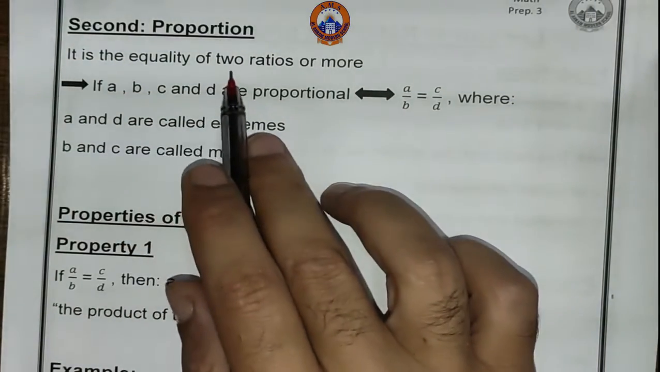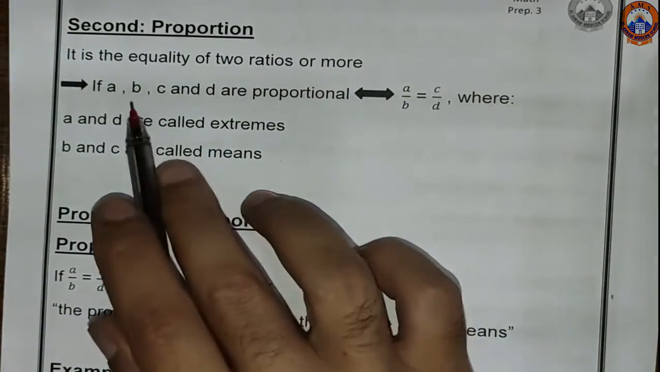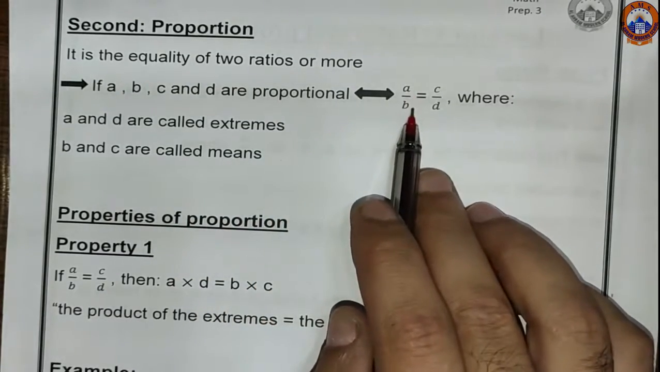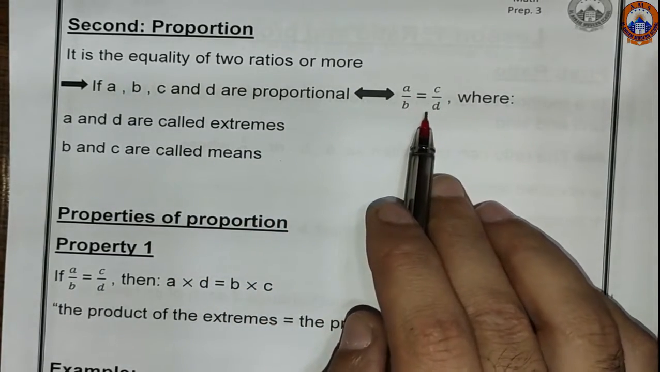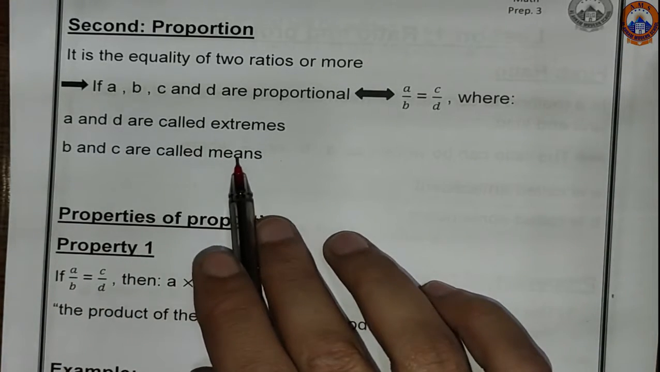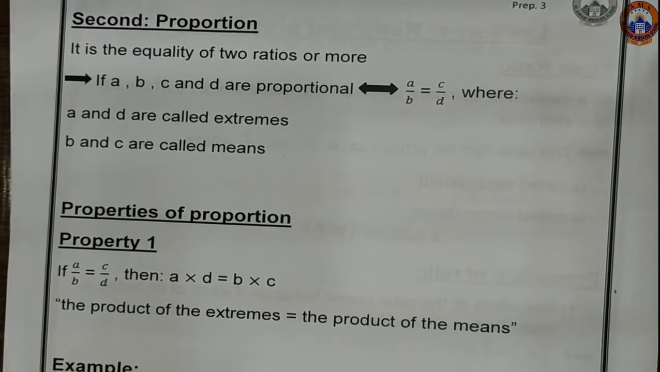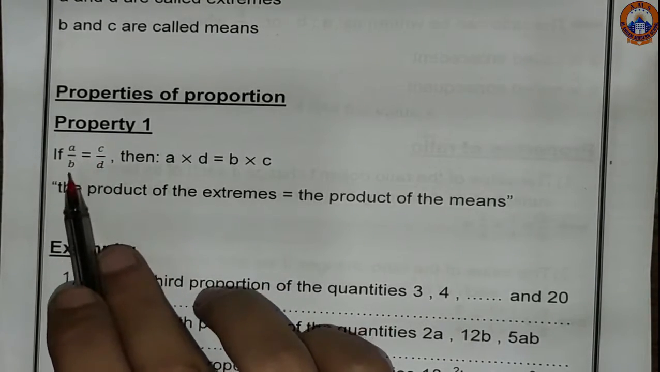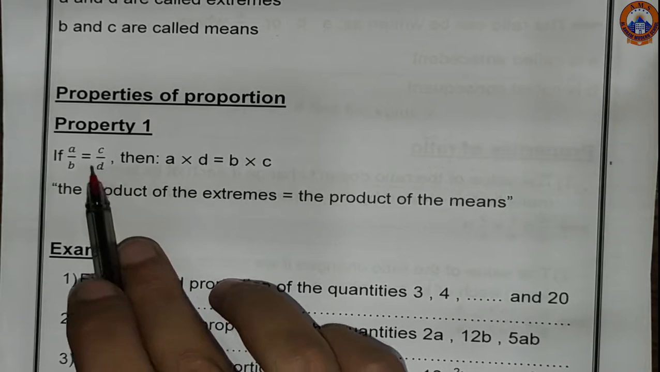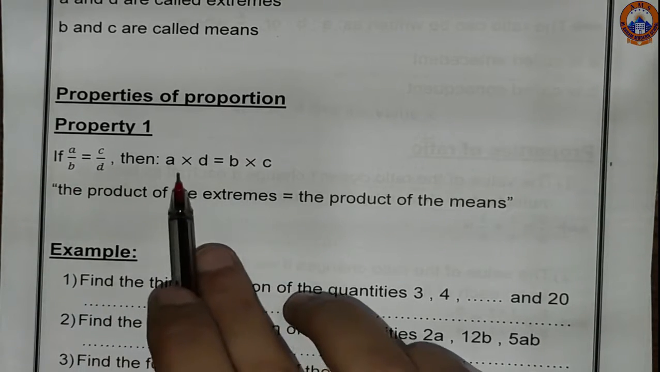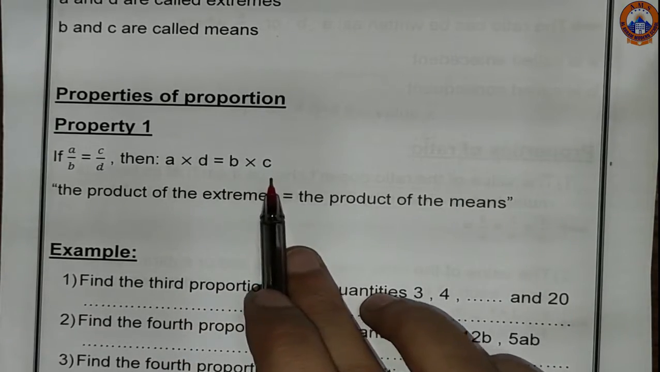It is the equality of two or more ratios. So if A, B, C, and D are in proportion, we can say that A over B equals C over D, where A and D are called the extremes and B and C are called the means. And from the properties of proportion, property number 1: A over B equals C over D, so the multiplication of extremes equals the multiplication of means, so A by D equals B by C.